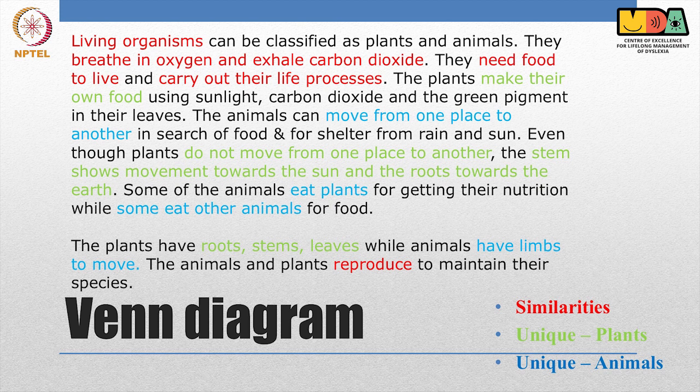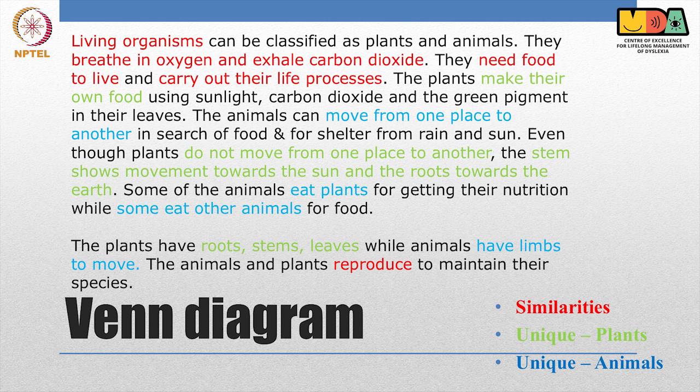Now, the next line, using sunlight, carbon dioxide and the green pigment. So, needs food will go in the middle; they prepare their own food, do not prepare their own food. Using carbon dioxide, sunlight and chlorophyll, which is the green pigment. Here they depend on other plants and animals.